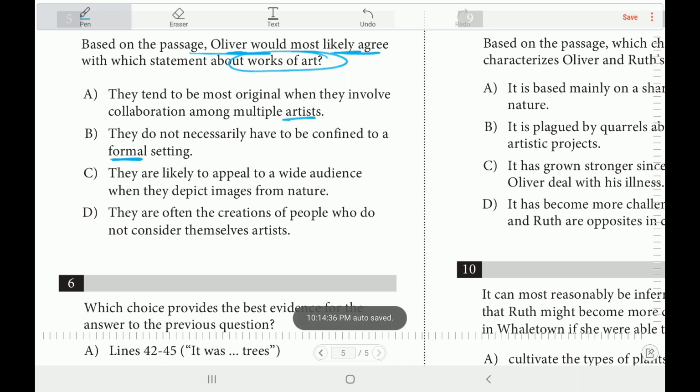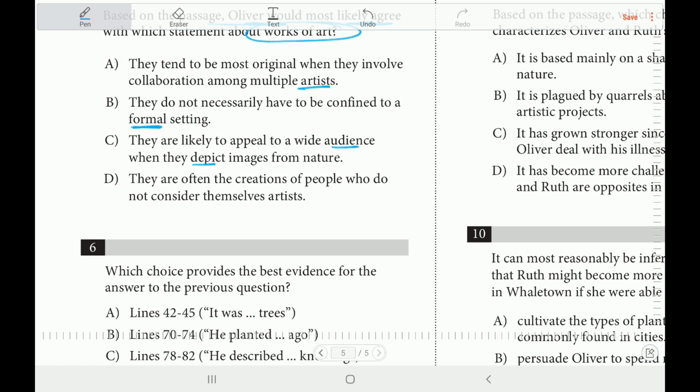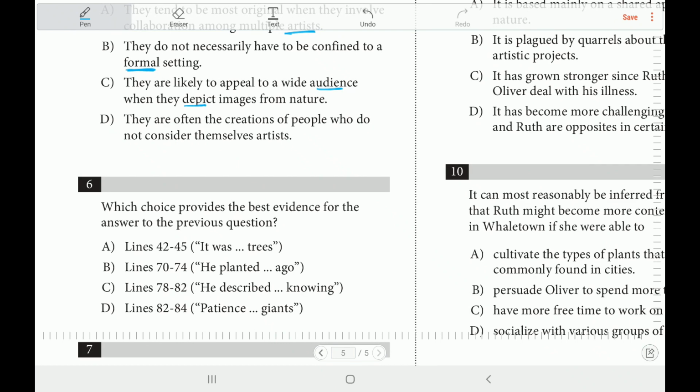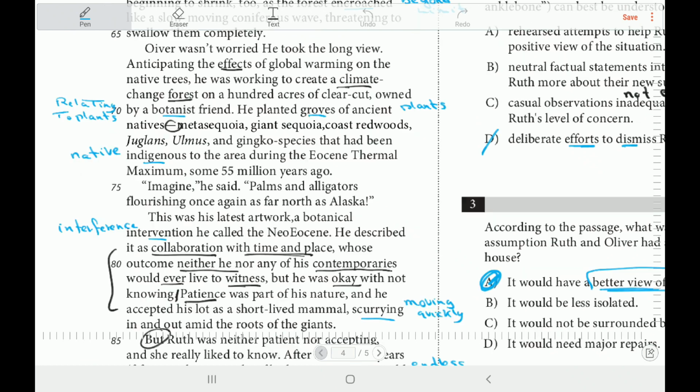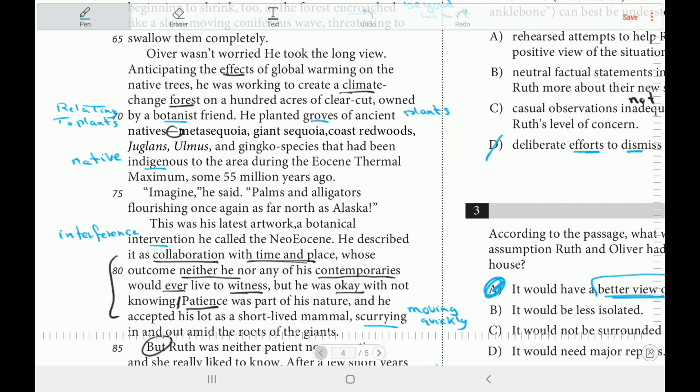They are likely to appeal to a wide audience when they depict images from nature. They are often the creations of people who do not consider themselves artists. Okay, let's read the evidences here and match the answer. 42 till 45. Let's do that quickly. Time is running.